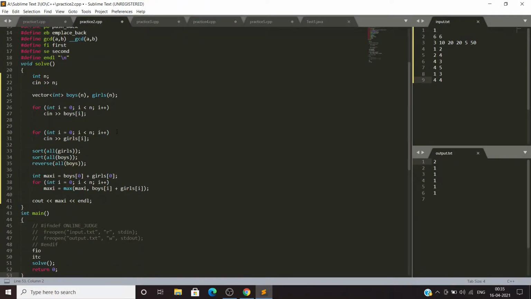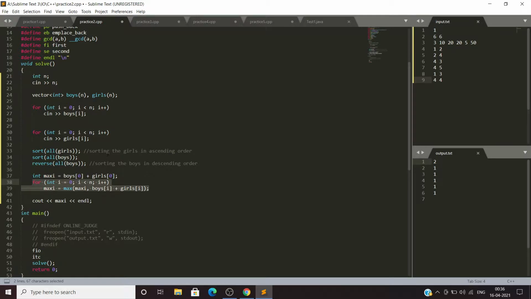Let's jump to the solution. What we can do is sort the girls in ascending order and sort the boys in descending order. So what will happen is that we are sorting the girls in ascending and the boys in descending. So for every couple, for every maximum there will be a minimum available.